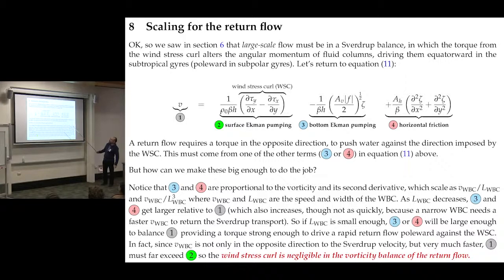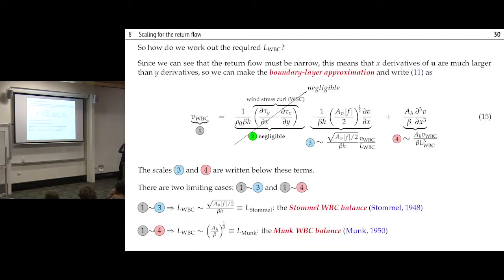And so in a narrow western boundary current, the V will actually be very much larger than this term. So you can actually show just from that argument that the surface wind pumping, the direct wind forcing in the western boundary current, is not only in the wrong direction, it's actually negligible in magnitude compared to the other terms. So this is getting to one of those puzzly questions I put at the start. All right, so we can neglect the wind stress in the western boundary current or in the return flow.